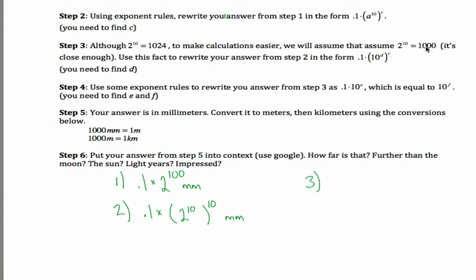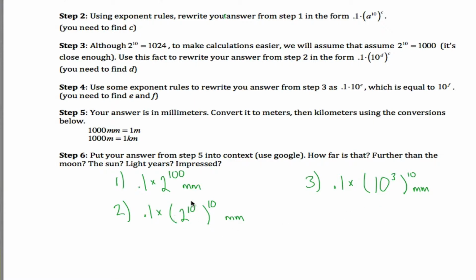The reason you might pretend it's 1,000 is because what I have in the parentheses here is 2 to the 10th power. And if I pretended that 2 to the 10th power was 1,000, then I could rewrite it as 10 to some other power, because 10 to some power is equal to 1,000. What power do you have to raise 10 to get to 1,000? Well, 10 times 10 is 100, and 10 times 10 times 10 is 1,000, so 10 to the third power will be equal to 1,000.